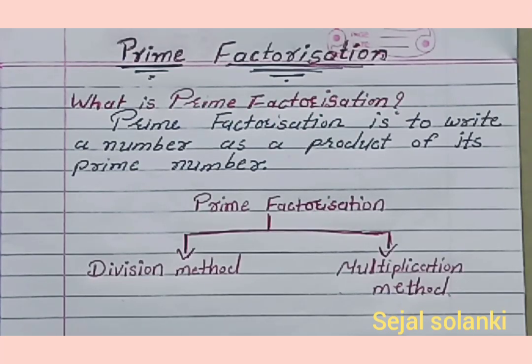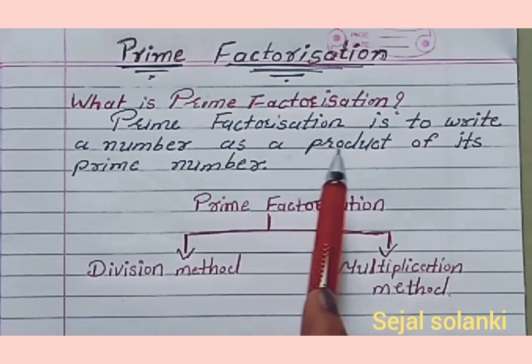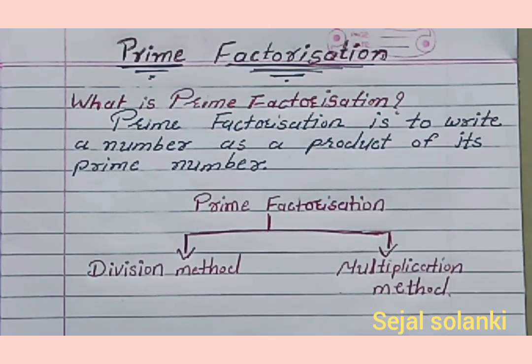Hello everyone. Today let us study a new concept, and it's prime factorization. But what is prime factorization? Prime factorization is to write a number as a product of its prime numbers. Every composite number can be expressed as a product of primes. Factors of a number which are prime are called prime factors.